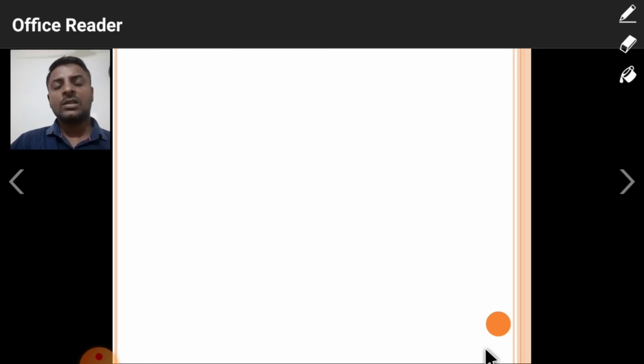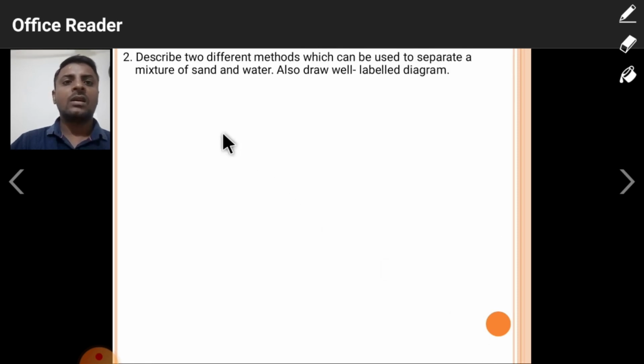Let's see, the next question is, describe 2 different methods which can be used to separate a mixture of sand and water. Also draw a well labeled diagram. The diagram you have to draw from the textbook, of the sedimentation and decantation process. The diagram is given, that you have to draw. Let's see the answer.